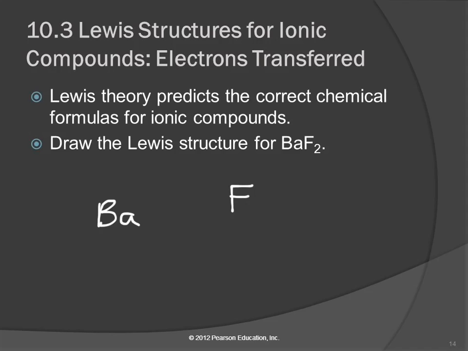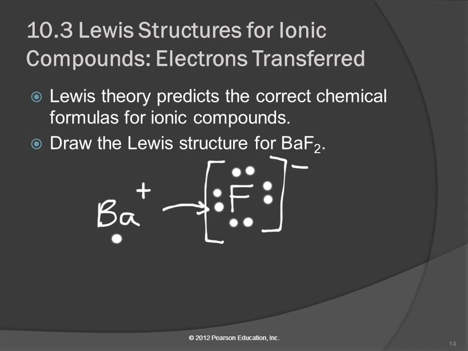How many valence electrons does barium have? 2. And fluorine has 7. So what's going to happen here? The barium is going to give an electron to the fluorine. When that happens, the fluorine develops a negative charge because it has an extra electron. The barium now has a positive charge.